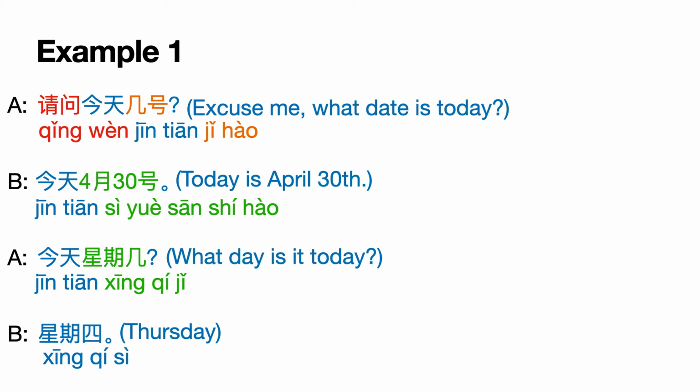Example 1. 请问今天几号? Excuse me, what day is today? 今天四月三十号. Today is April 30th. 今天星期几? What day is it today? 星期四. Thursday. Let's repeat. 请问今天几号? 请问, excuse me, or may I ask? 今天, today. 几号, what date? 今天四月三十号. 今天, today. 四月, April. 三十号, 30th. 今天星期几? What day of the week? 星期四, Thursday.